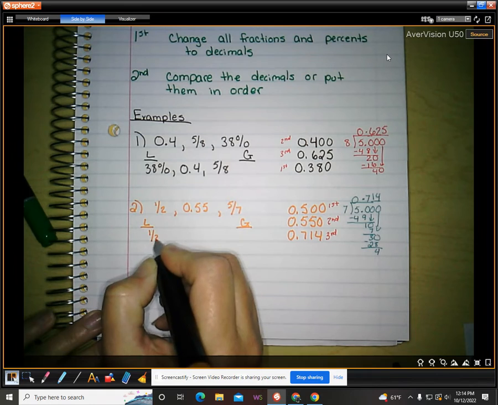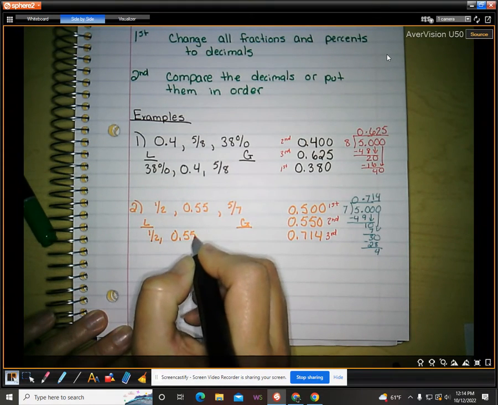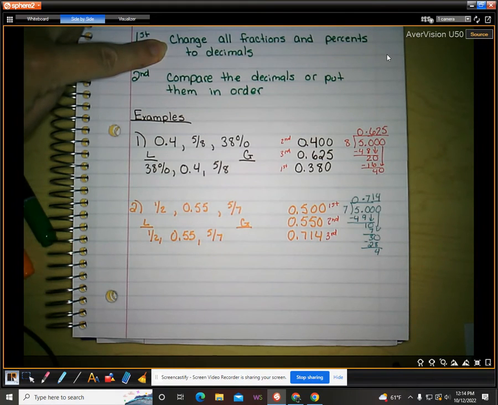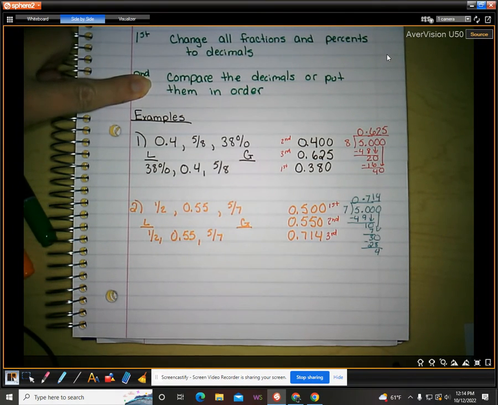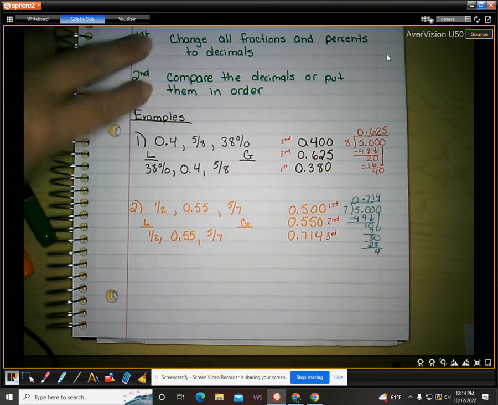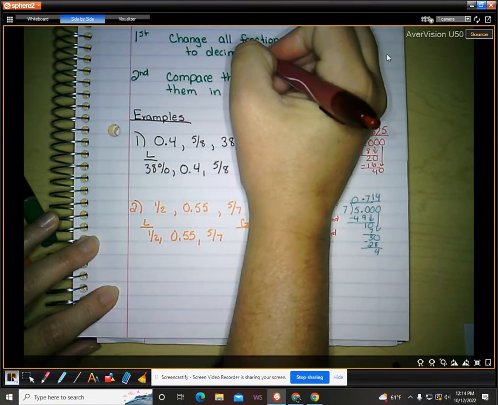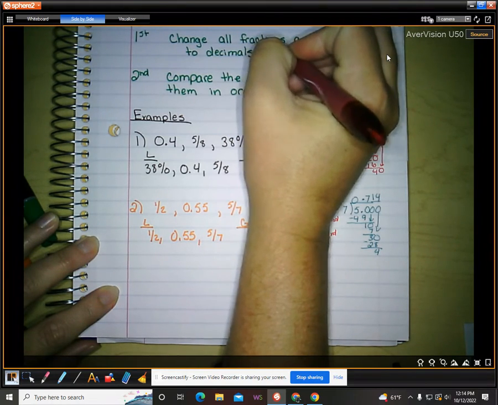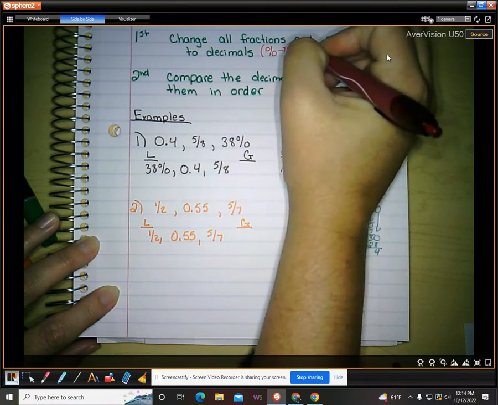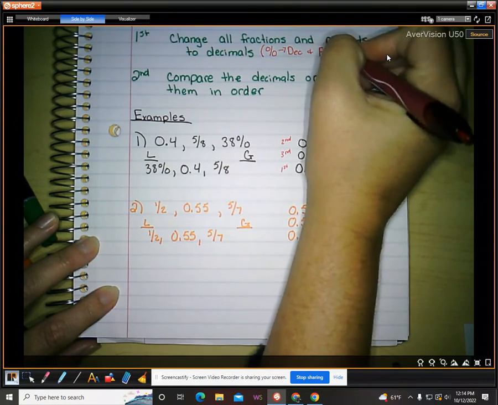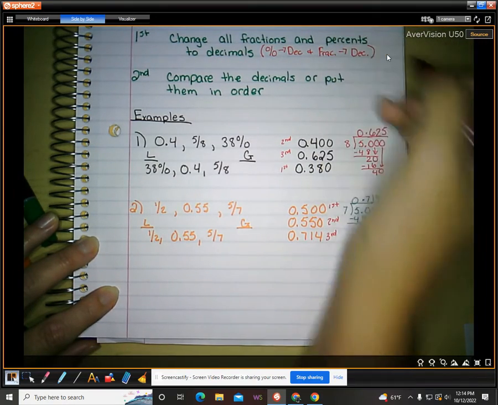So you would have 1/2, 55 hundredths, and 5/7. Okay? Change everything to decimals. Then you can put them in order. You have notes for both step 1 and 2 in your notebook somewhere. Okay? If you need to know what notes you would be looking at, you would look at percents to decimals, and you would look at fractions to decimals. But you should have notes on all of that.